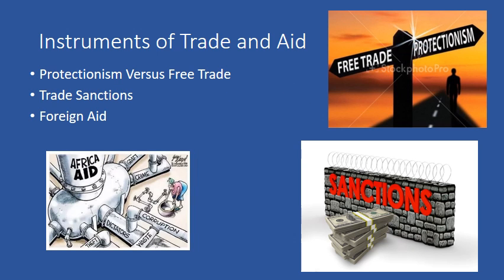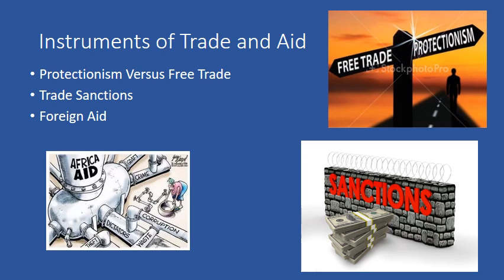The instruments of trade and aid are very powerful instruments that the United States has at its disposal. Different strategies are protectionism versus free trade. In protectionism, Americans place tariffs on goods trying to be imported into the United States to protect American industry, such as taxing goods like French wine or bananas from South America to protect the wine from California or bananas made in Hawaii or elsewhere.